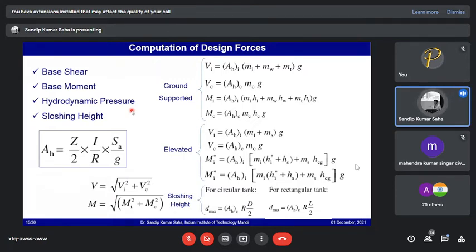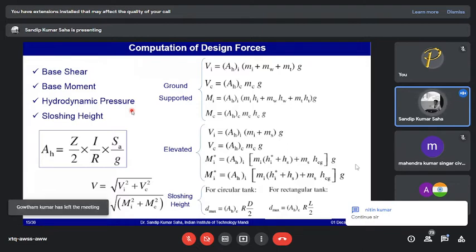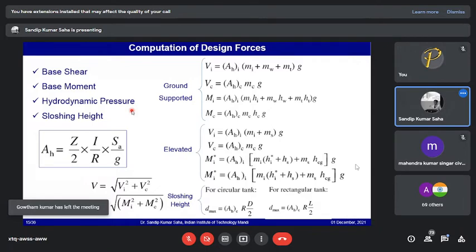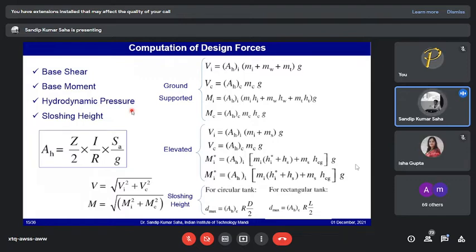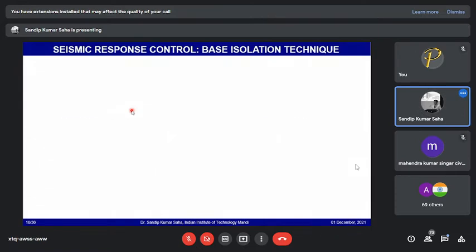With this basic background of seismic analysis and design of storage tanks, now we will see how base isolation can be incorporated and how it can benefit the designs. As of now, what we have seen is that liquid storage tanks are subjected to base shear and moment, and we also need to control the sloshing heights. So how can we reduce them?